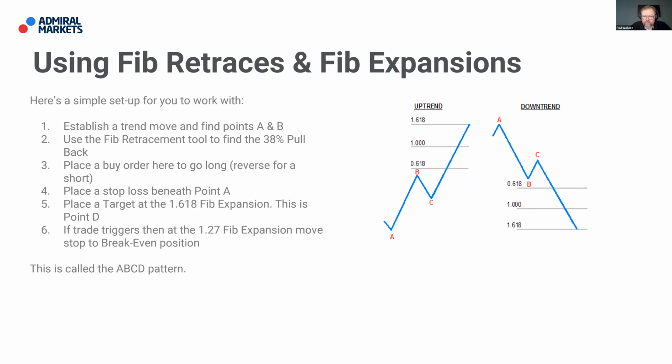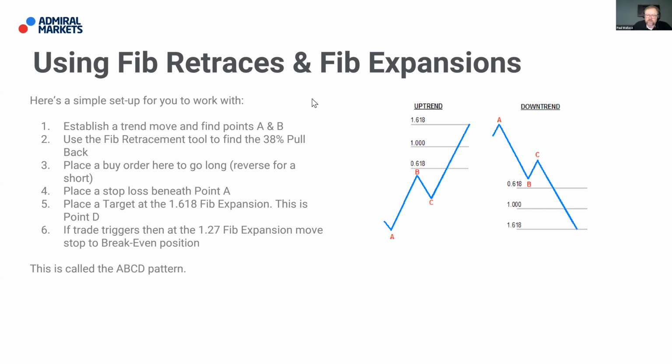Then we're going to utilize the Fib retracement tool to find the 38% pullback level. What we're going to do in this particular case is place a buy order here to go long at the 38% retracement; it would be reversed for a short. We're going to place our stop loss beneath point A, and then we're going to place a target at the 1.618 Fib expansion. This becomes point D. If the trade triggers, then at the 127 Fib expansion move, we're going to move our stop to break even. I'm going to show that and explain that in a little more detail.